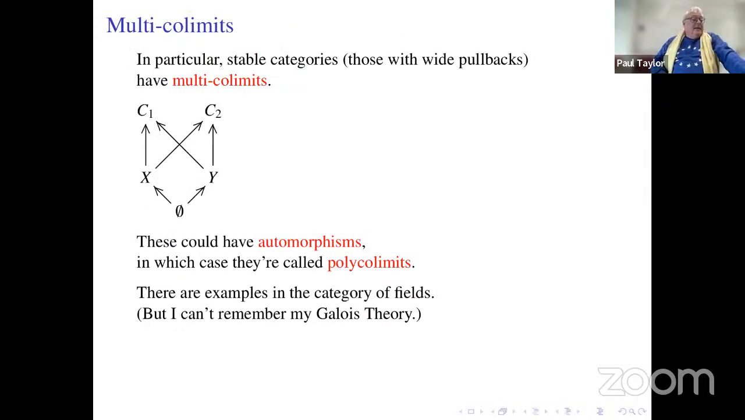And categories of this nature, so multi-colimits are an example of the multi-adjoints that we've been talking about. So that's a simple one that happens in the pre-order. There can also be automorphisms, and there should be an example of this for fields, but I'm afraid I've forgotten my Galois theory.